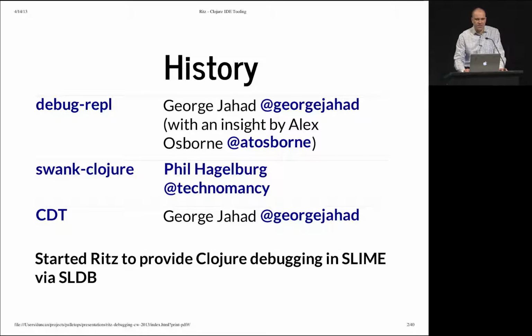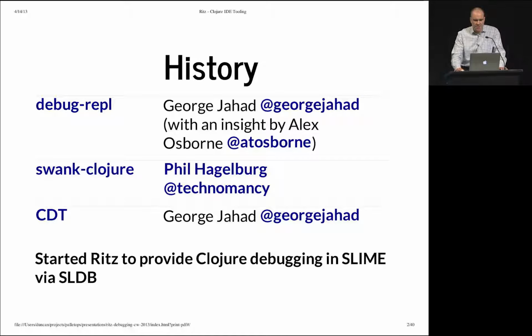So a bit of history to start off with. Debuggers in Clojure got really started with George Jihad. He came up with the realization that you could use macros to access the current variables within a frame in your code, and then evaluate arbitrary expressions using that information. So that led to the introduction of the ampersand env argument in macros.